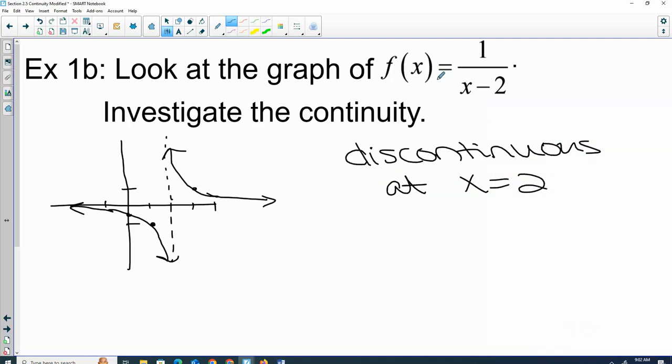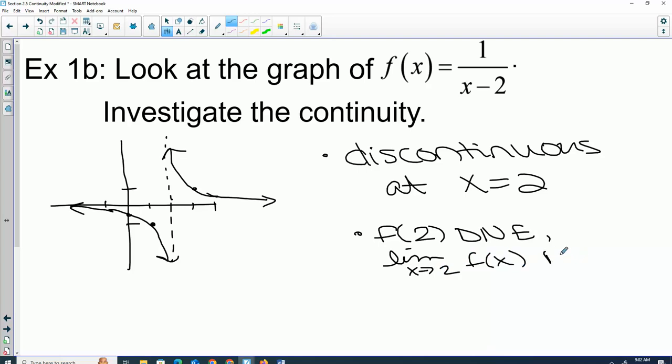Which we kind of knew just from the function itself. That's the one that doesn't exist. What rule does it break? Or maybe I should even say rules. Does the function exist? No. F of 2 does not exist. Does the limit exist? No. So this one actually broke all the rules. The function doesn't exist and the limit doesn't exist.